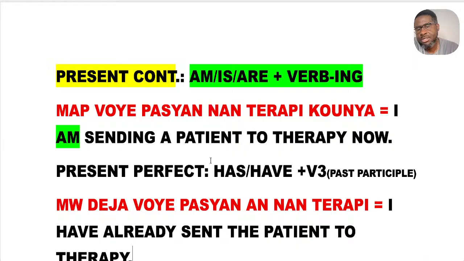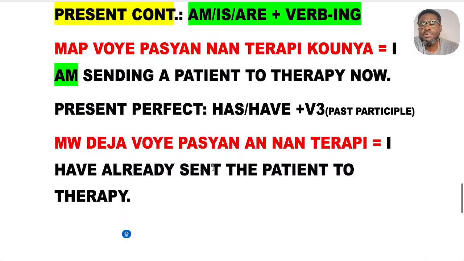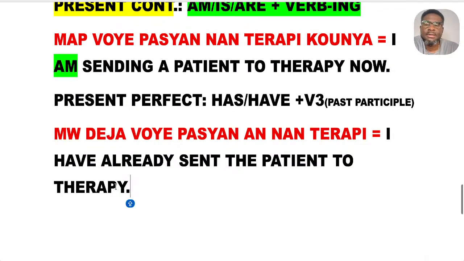Map voye pasyen yo nan terapi. Kounya, I am sending a patient. Map voye pasyen nan terapi. Kounya, I am sending a patient to therapy now. Ok? Present perfect lan. E mwen deja voye pasyen nan terapi. I have already sent the patient to therapy.